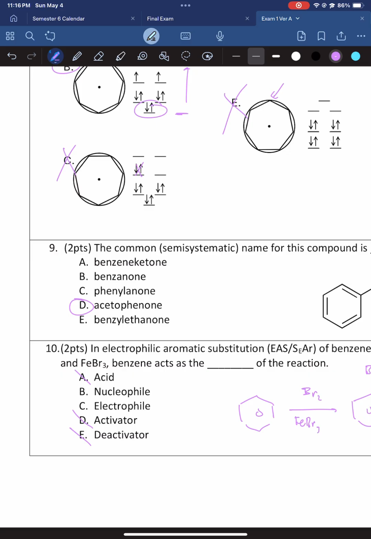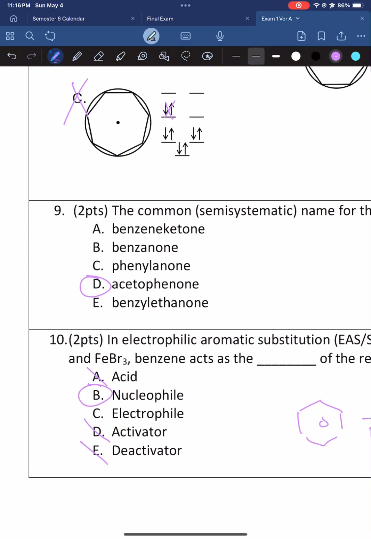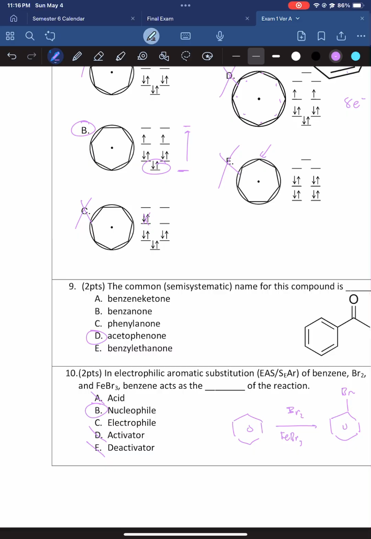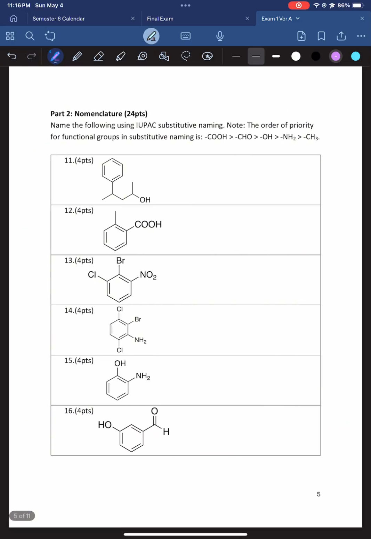And if you remember from Organic Chemistry 1, nucleophiles are going to be very electron rich. So benzene obviously has a bunch of electrons, so this is going to be our nucleophile. Now, next part, we have nomenclature. Let's start with question 11.